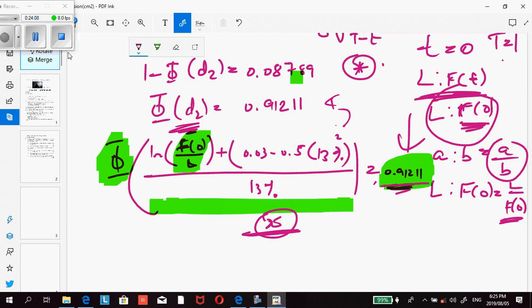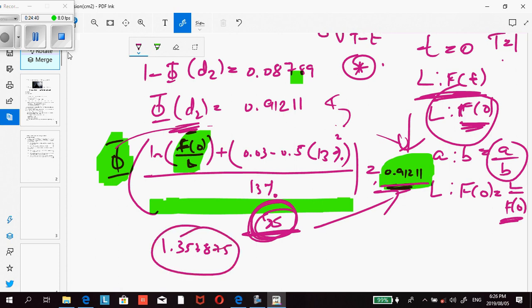Now you're going to check this probability in your tables. Unfortunately, you won't find it there, but you're going to use interpolation to find the corresponding x value for this cumulative distribution probability. And the x value that you're going to find using your interpolation, which I'm not going to show here, but if you have any problems, you can contact me, that x value is 1.353875. Which means this whole thing here in bracket is 1.353875, because I've got the cumulative distribution. I think that is a tricky part here.